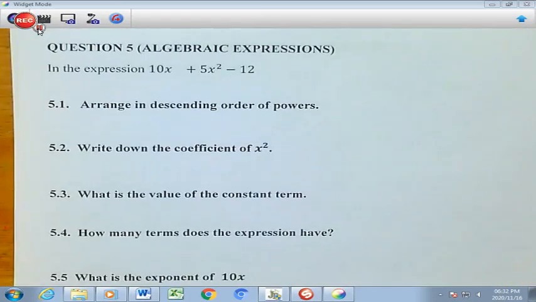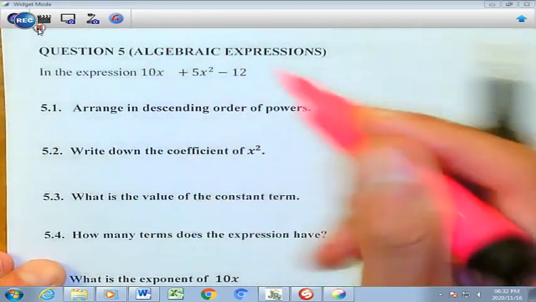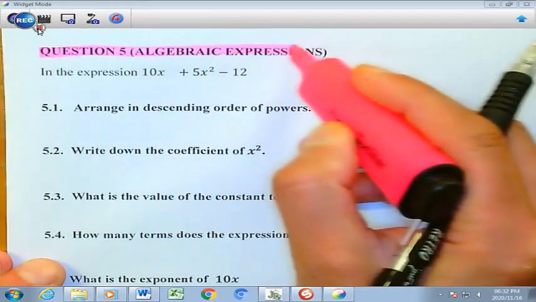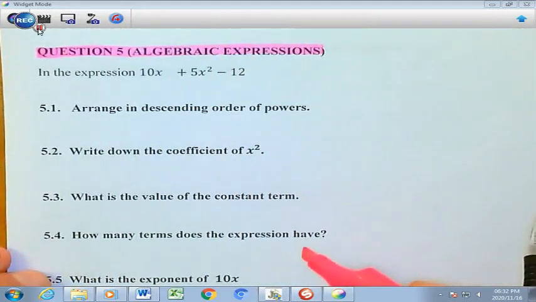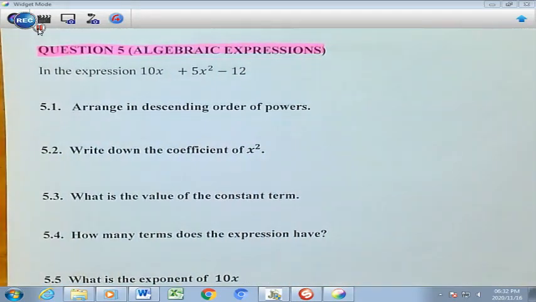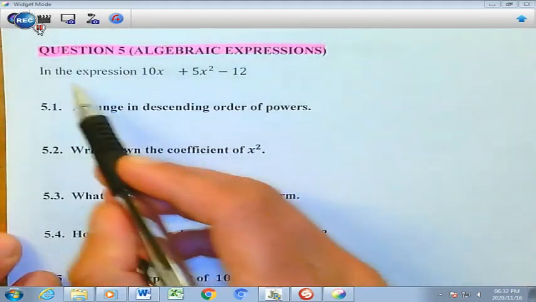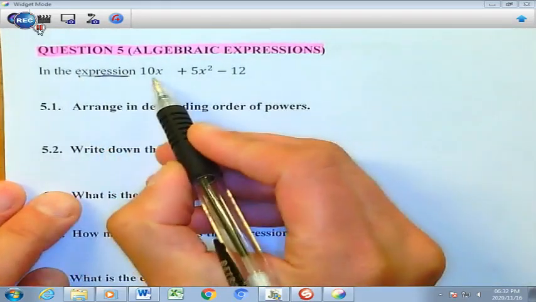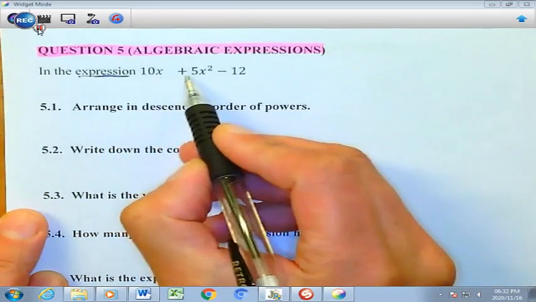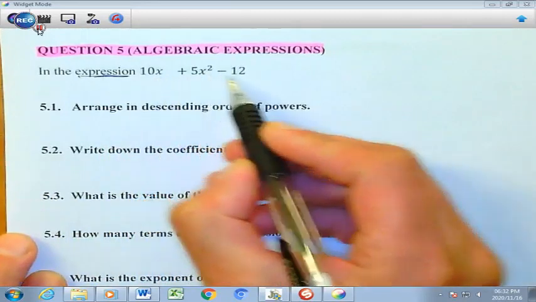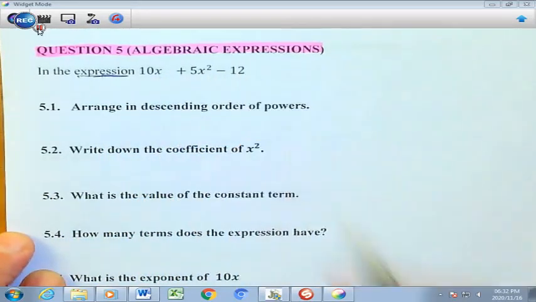Let's turn our attention to question number 5, which is the algebraic expressions. I'm going to highlight that because that's the focus area now. And this is how you're going to answer the question in your exam. So you will have an expression, right? There's an expression 10x plus 5x squared minus 12.